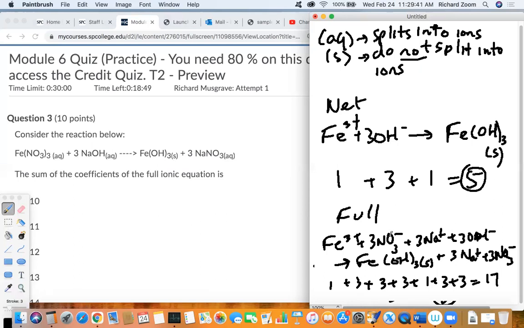Okay, is that okay? So number four is the net ionic, right? Yeah, this one says full. Do you see?